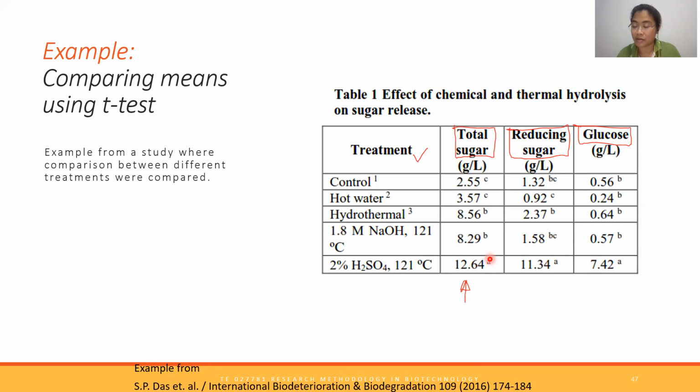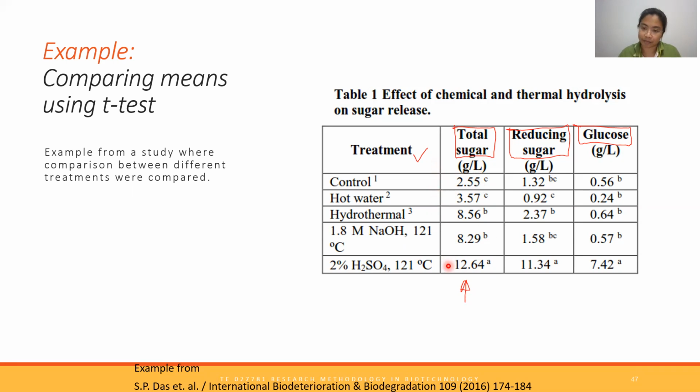It is compared, so that means that you are doing more than one repeat. Okay, so the first condition gives an average of 2.55 with some errors. The second treatment gives a total sugar of 3.57. The third gives 8.56, 8.29, and 12.64. So basically, you are comparing the mean of the total sugar between these 5 treatments.